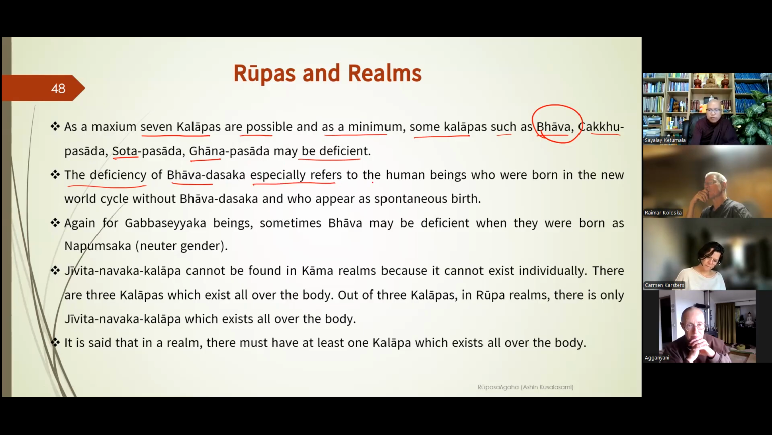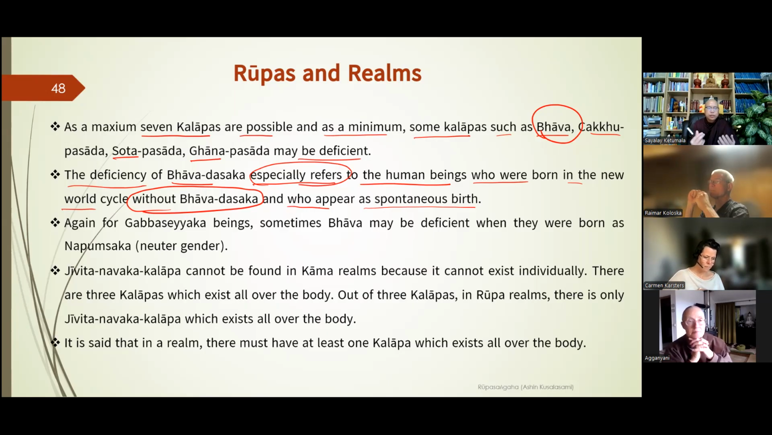It especially refers to the human beings who were born in the new world cycle. Like I said before, in the new world cycle, Brahmas die from the Brahma world and come to the new human world. That time they were born without Bhavadasaka. So at the moment they don't have male or female, and they appear as spontaneous birth. Normally, most human beings and Gabaseka beings, mother womb born beings, have the Bhavadasaka. So it refers to the first human beings in the new world cycle.